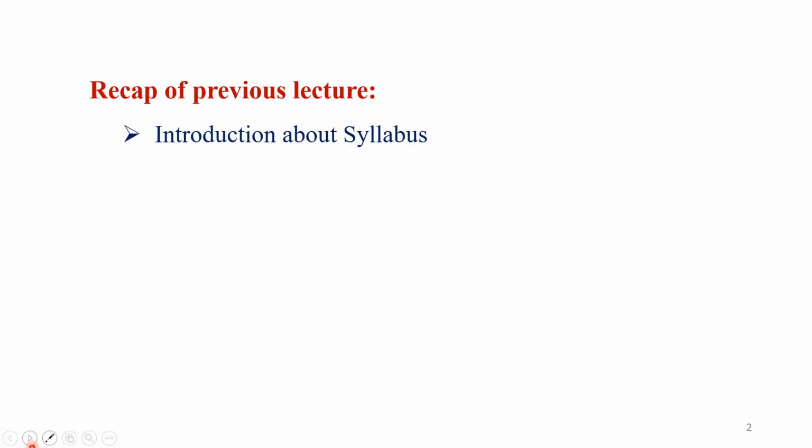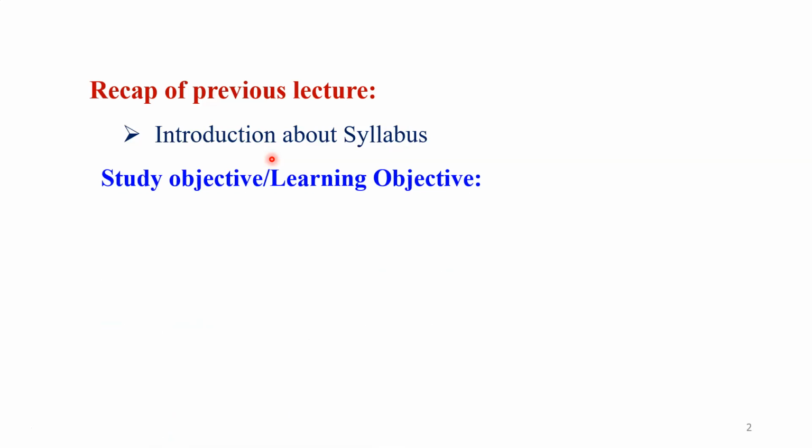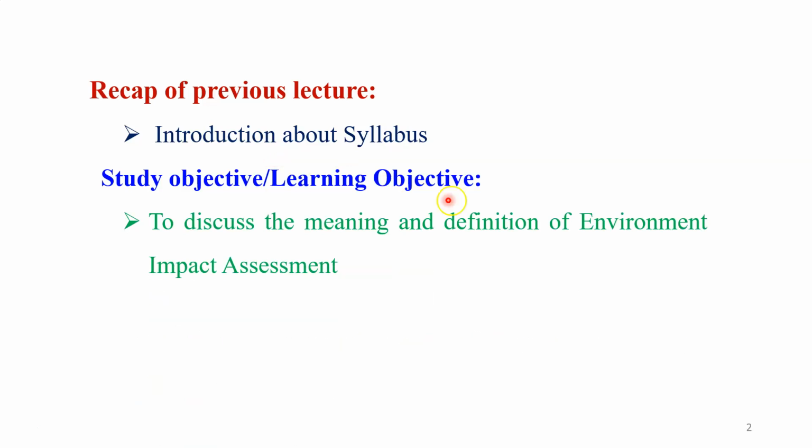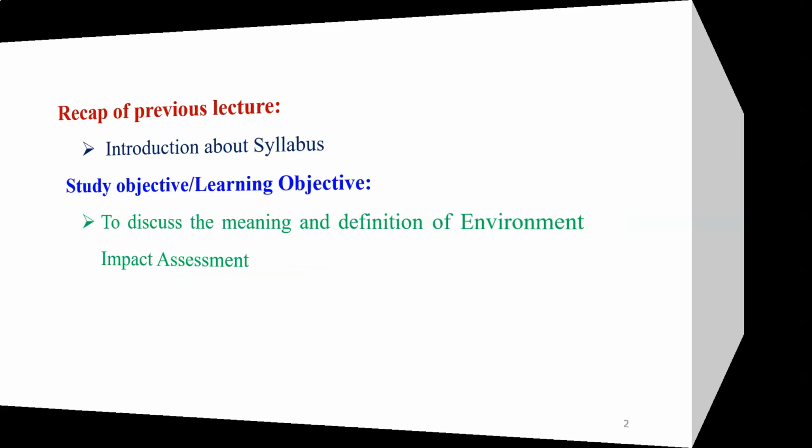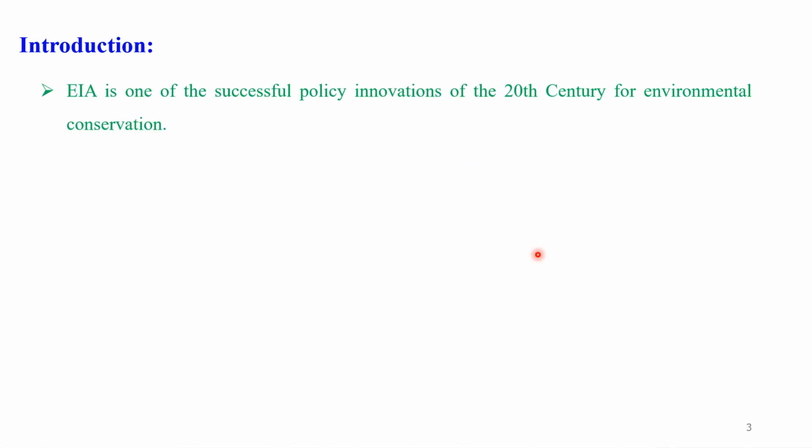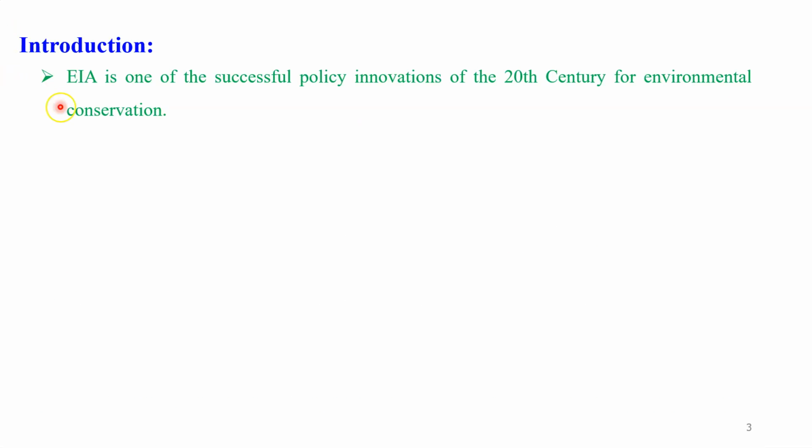Dear student, in our last lecture we discussed the syllabus of our subject in detail. For today's lecture, the learning objective is very simple: to discuss the meaning and definition of environment impact assessment. Dear student, you know that environmental impact assessment is a very important decision making tool. It is one of the successful policy innovations of the 20th century for environmental conservation.